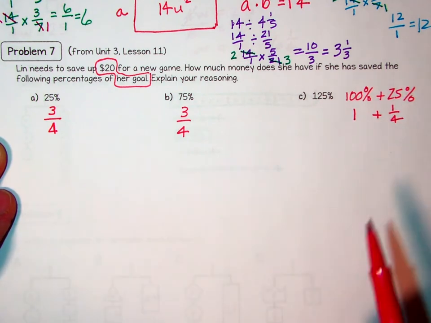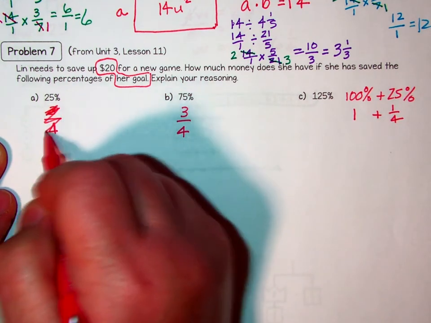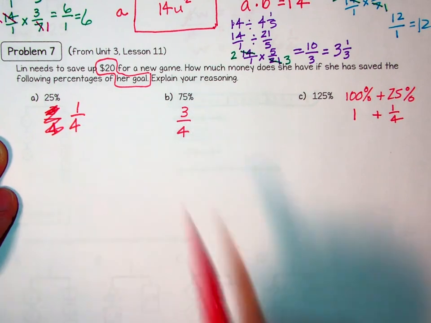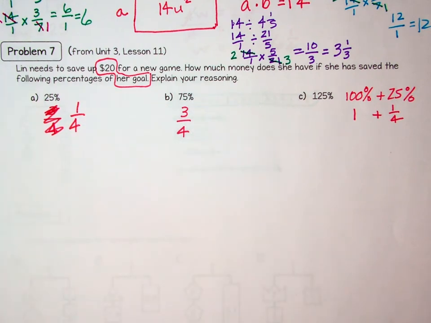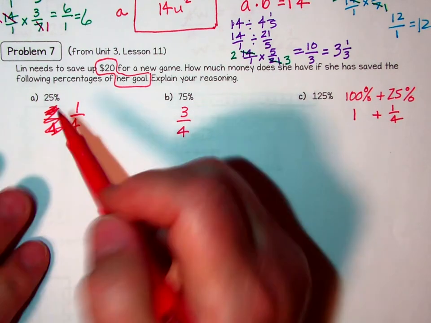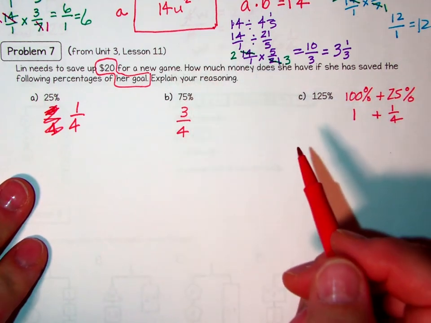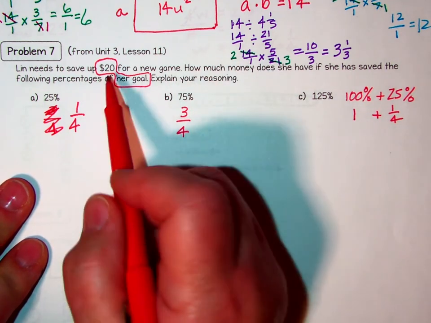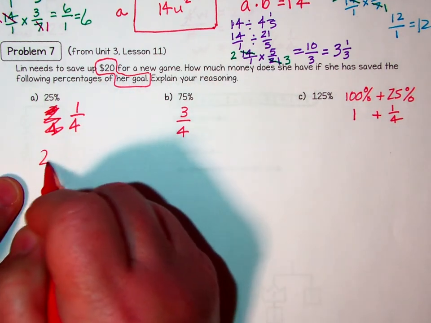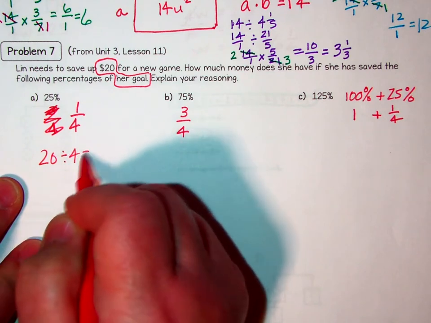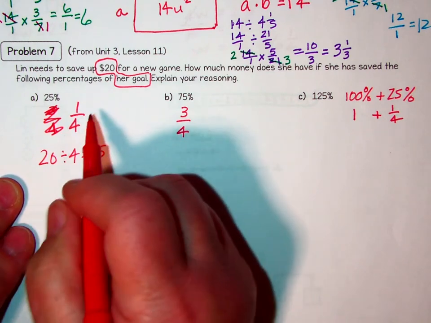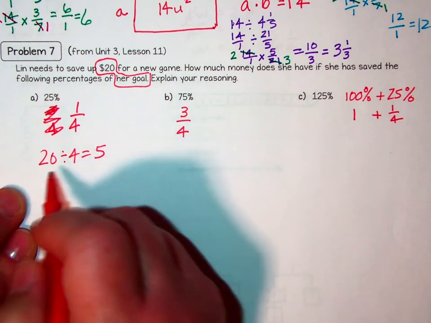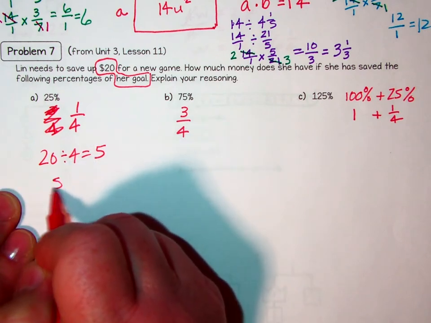So I could use the benchmark fractions to help me solve that. I can find 1/4 of 20. If I divide 20 by 4 equals 5. So 1/4 of 20 is 5. So it could be $5.